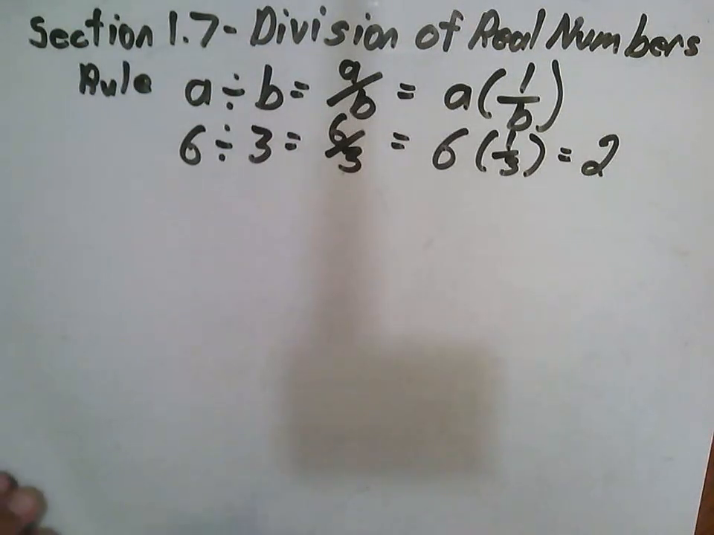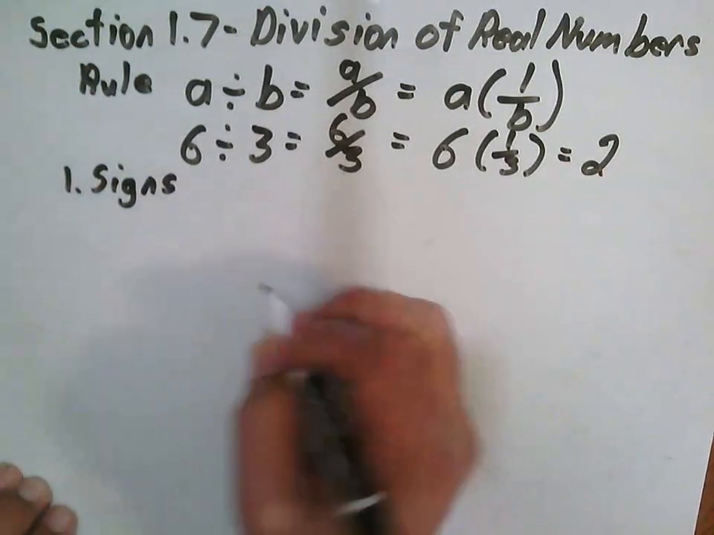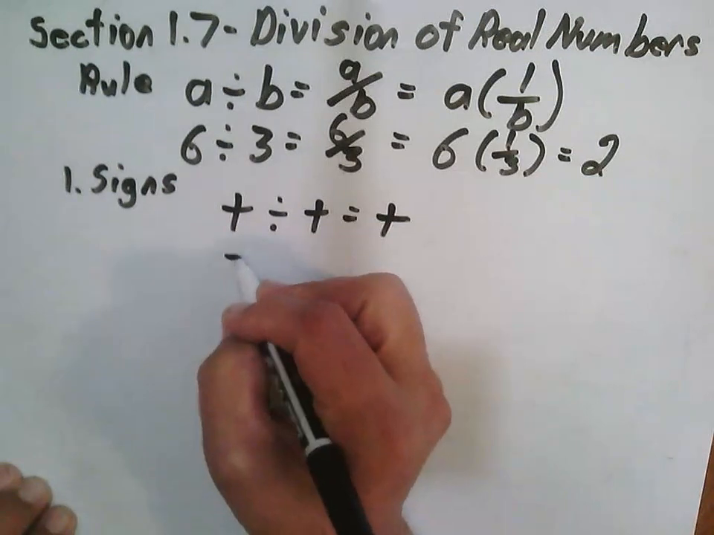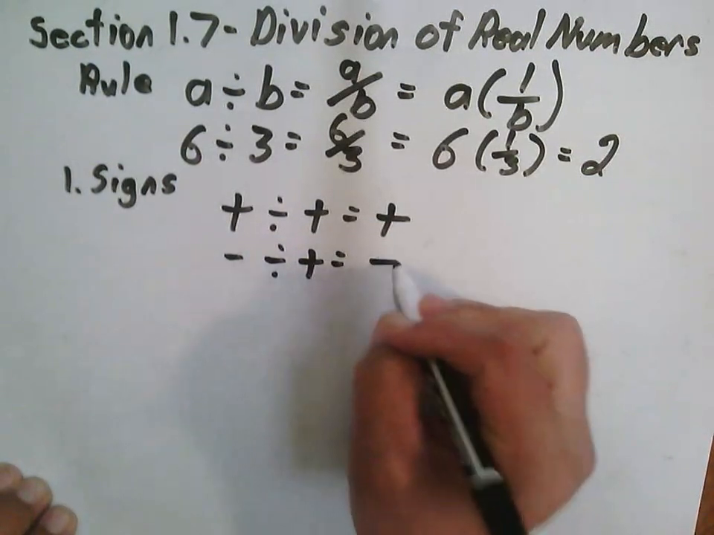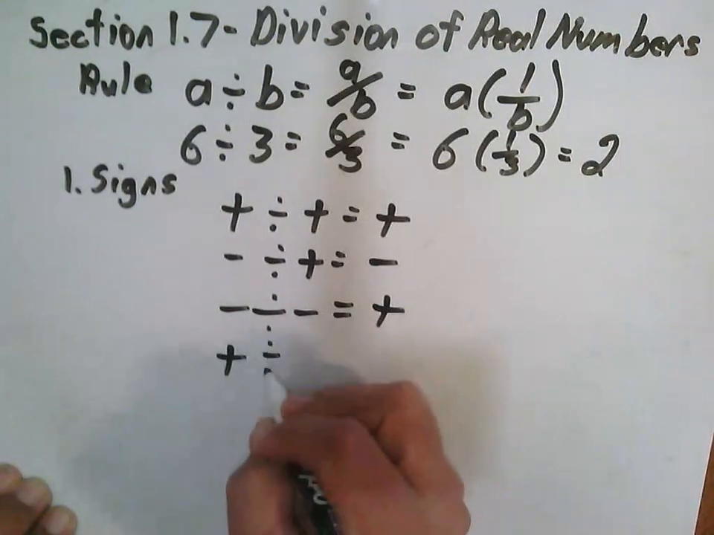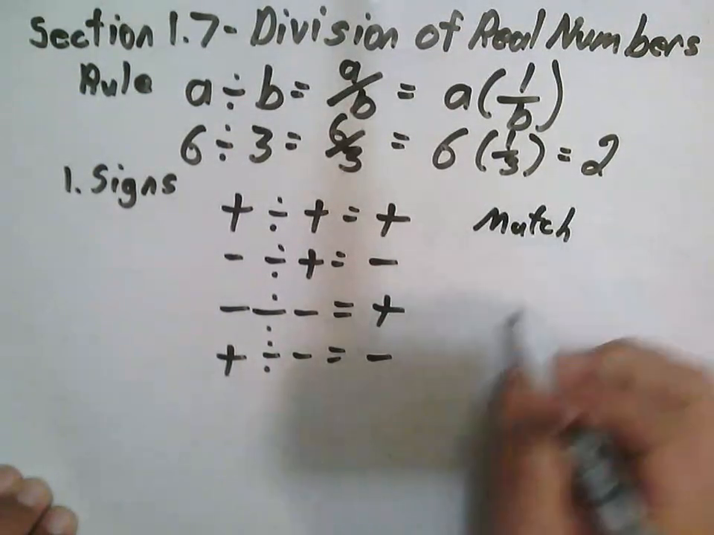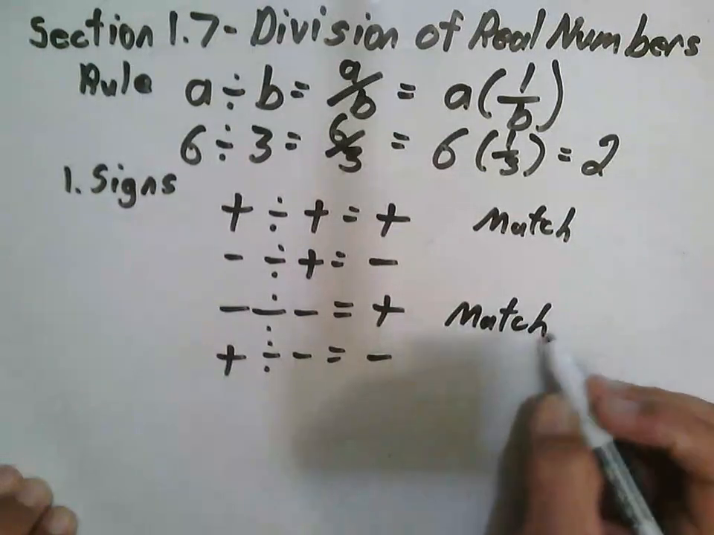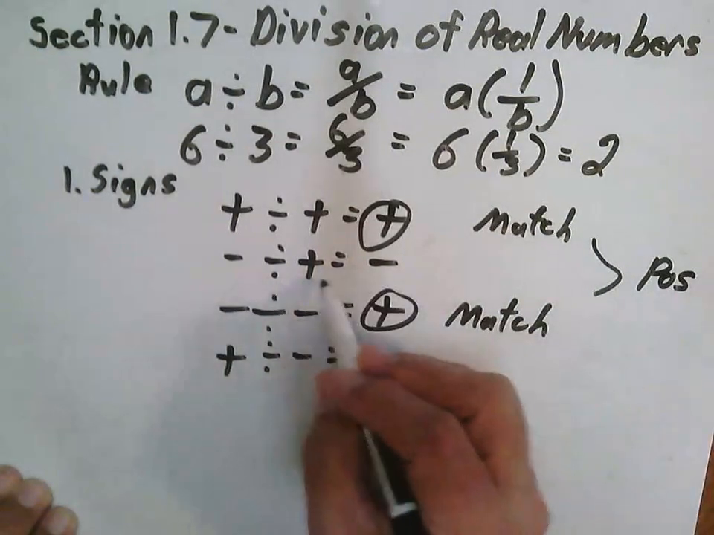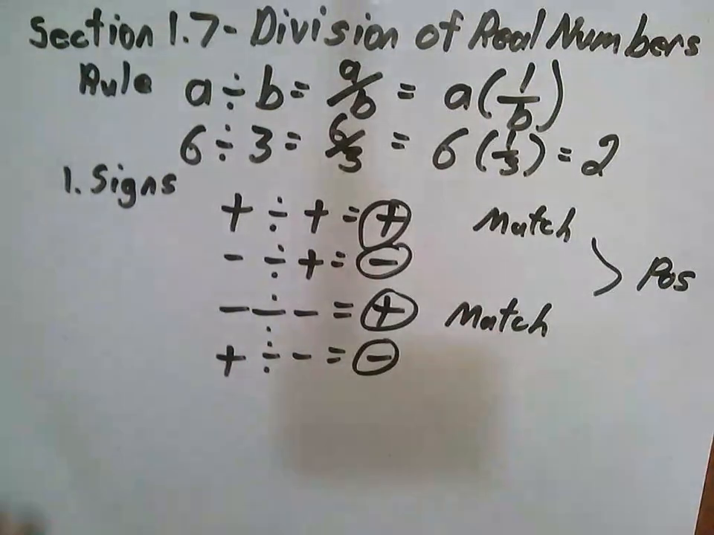Just like with multiplication, the signs are done the same way. So a positive divided by a positive will always equal a positive. A negative divided by a positive will always equal a negative. A negative divided by a negative will always equal a positive. And a positive divided by a negative will always equal a negative. Once again, notice that if the signs match, just like with multiplication, then your answer is always going to be positive. If they do not match, a negative and a positive, then your answer is always going to be a negative.